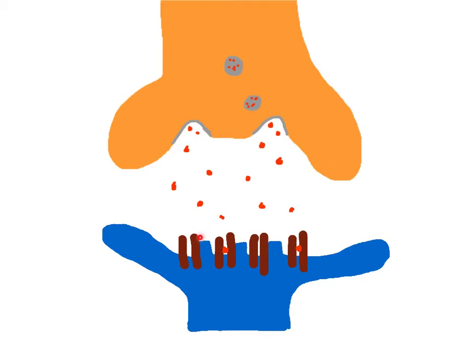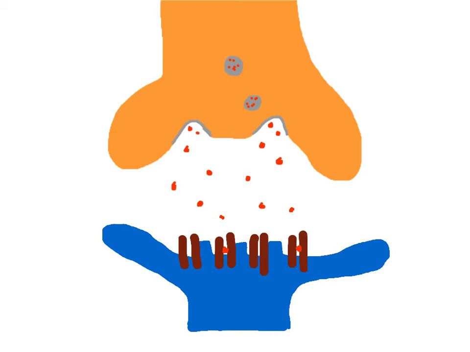these right here. Now, once they unlock these gates, they come back into the terminal bud and into the vesicles in a process known as reuptake. And the entire process starts all over again.